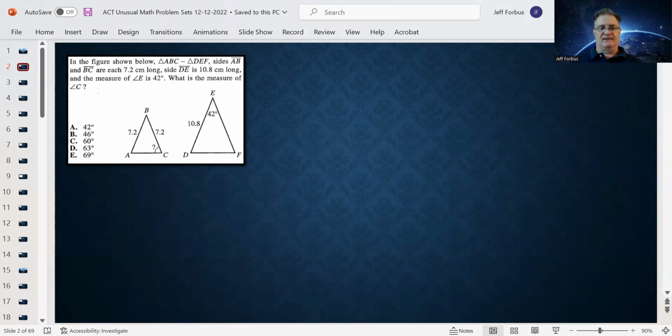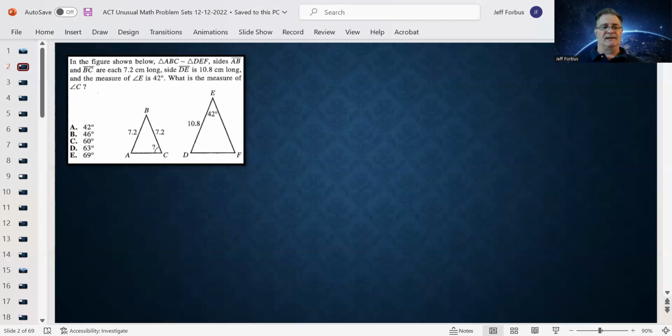The question says, in the figure shown below, triangle ABC is similar to triangle DEF. You should have been able to pick this out of the picture based on the information given. One triangle is smaller, they label both side lengths. The other triangle is larger with one side length labeled. So they're implying similarity with the figure.